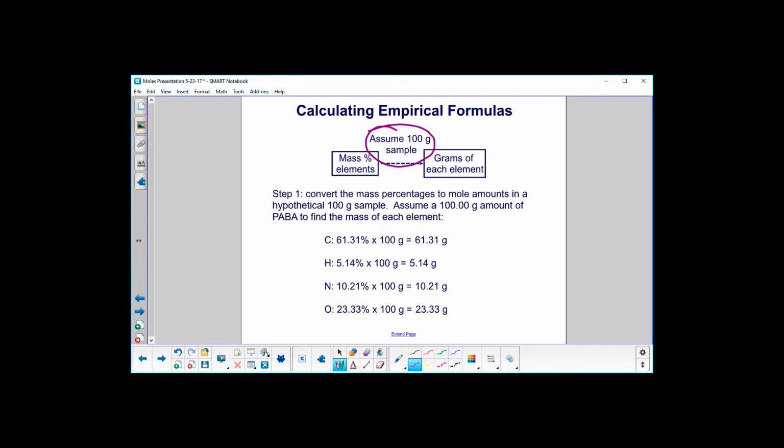We'll assume a 100.00 gram amount of PABA, we'll just add a couple sig figs there, to find the mass of each element. So since carbon was 61.31% mass percentage, we multiply that by 100 grams and we come up with 61.31 grams of carbon. And we do the same thing for hydrogen, nitrogen, and oxygen. And with any luck, these should add up to 100. You can check that, but pretty sure it does.